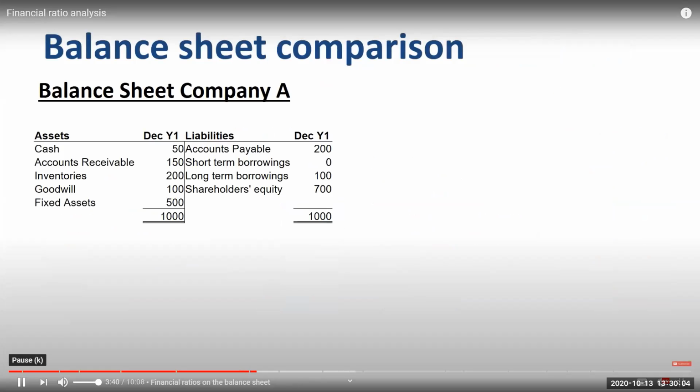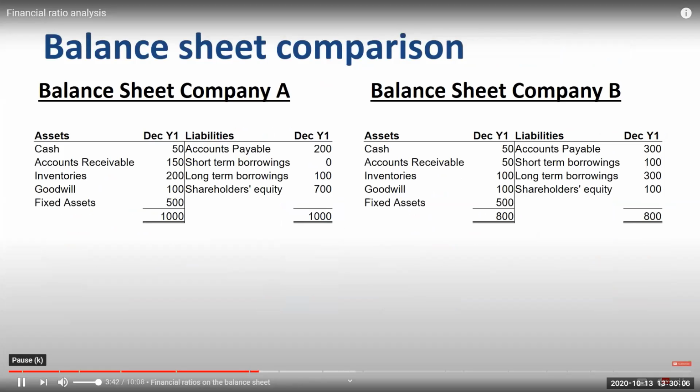Part 2. Financial ratios that only focus on the balance sheet. The first question that I always ask myself is, how is the company doing on liquidity? Is it likely to be able to pay its bills in the short term?